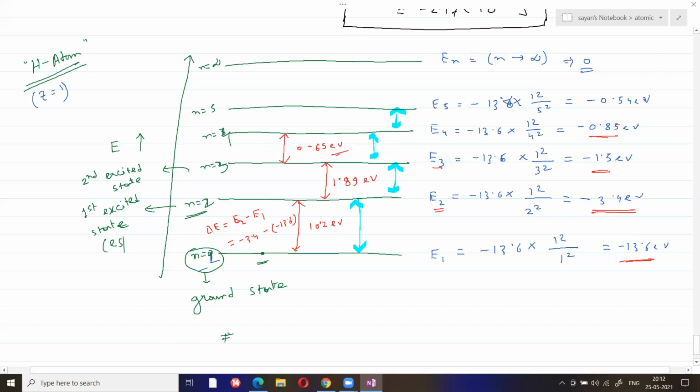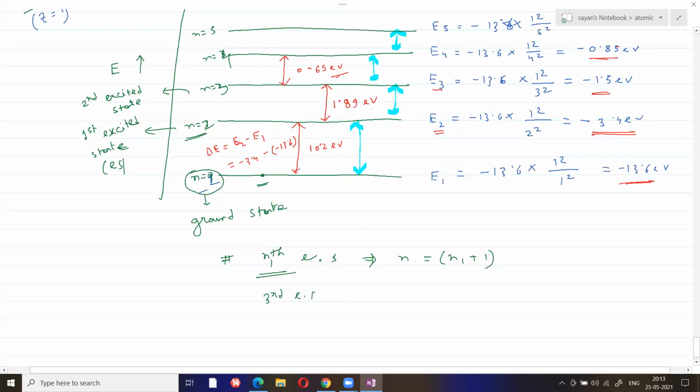So can I write the n1-th excited state? If the n1 excited state is given, what is the value of n? The n value is basically n1 plus 1. That means if the third excited state is given, what is the value of n? Third excited state means the n value is basically 3 plus 1, that is 4. Look, first excited state, what is the n value? The n value is 2. How will you get it? 1 plus 1. This one is for the first excited state and this is the formula. It becomes 2. Any doubt? This part is clear?